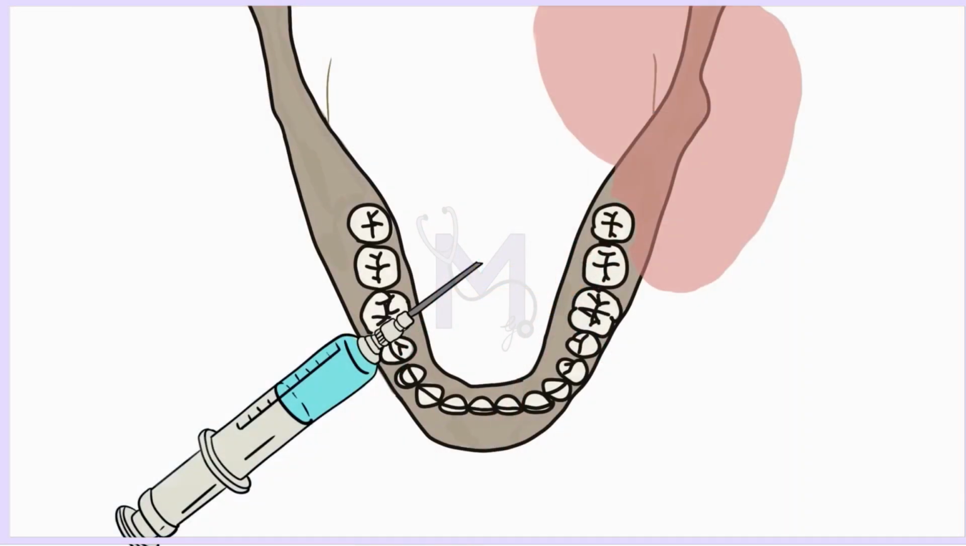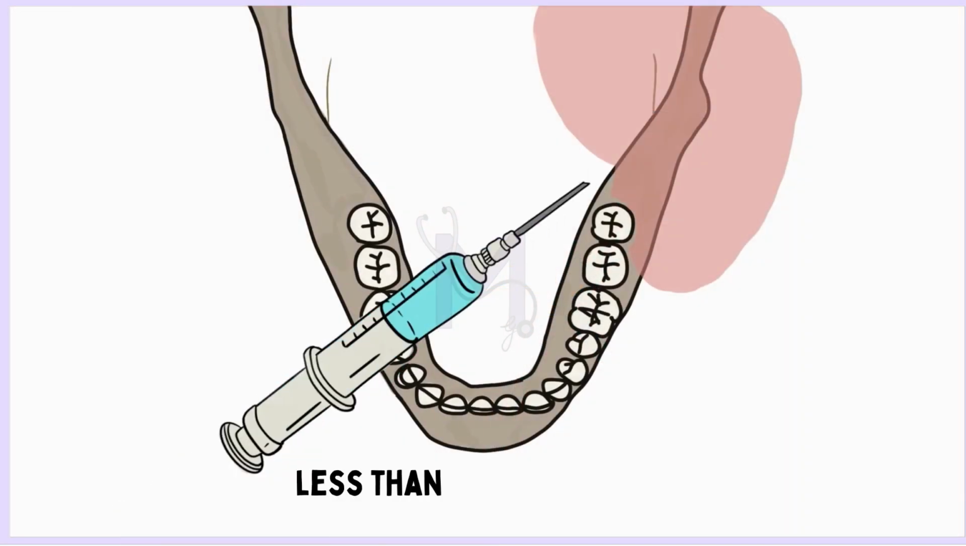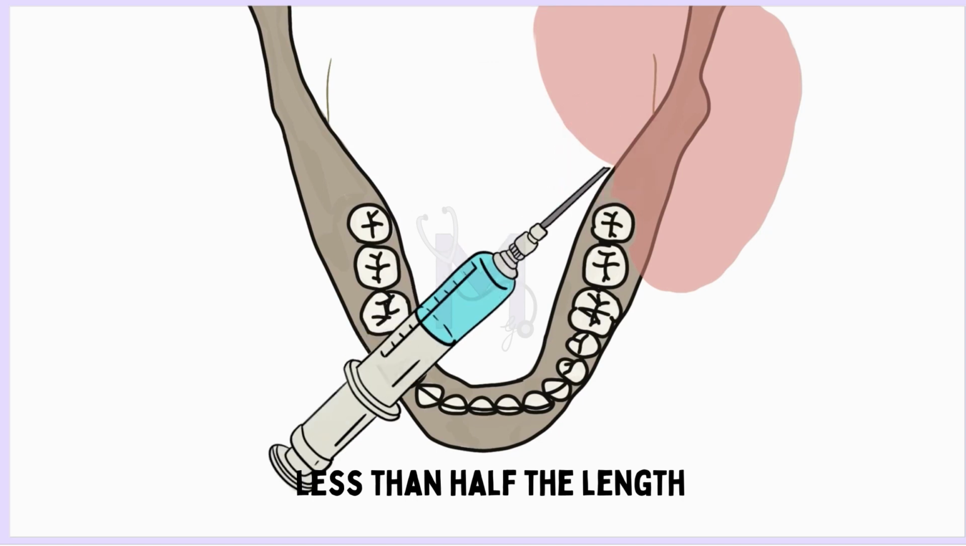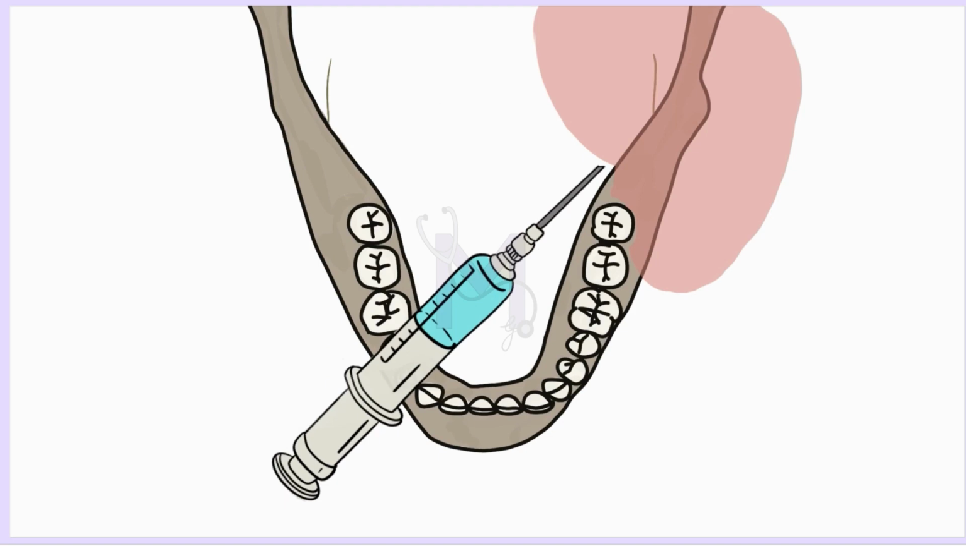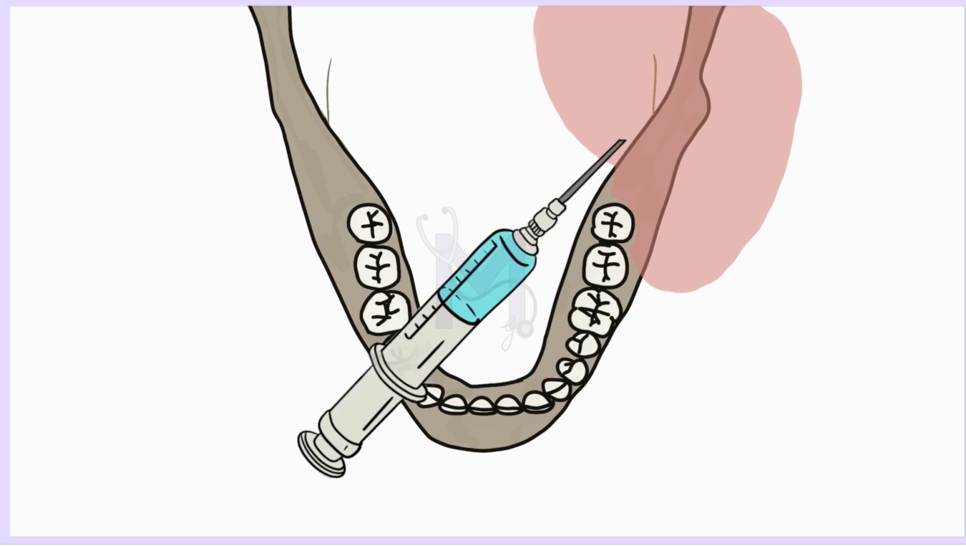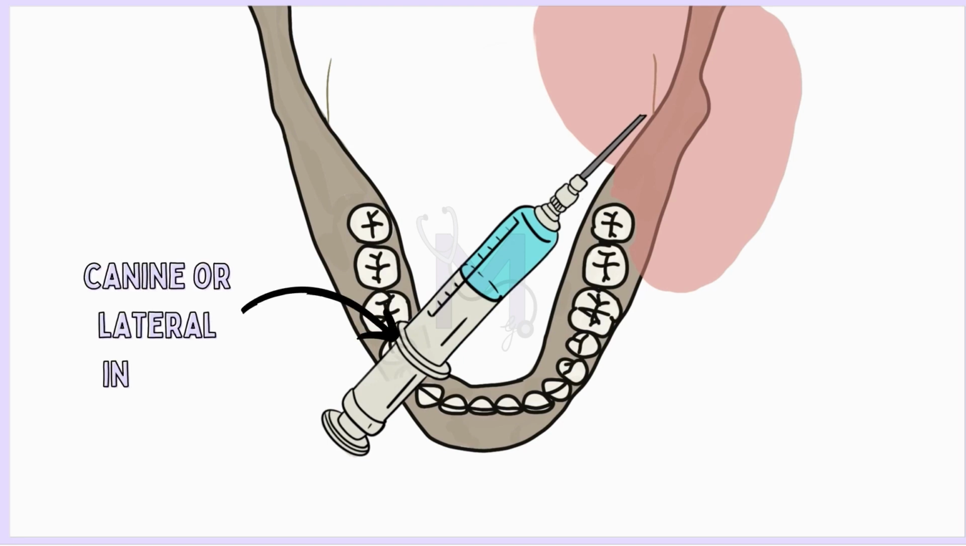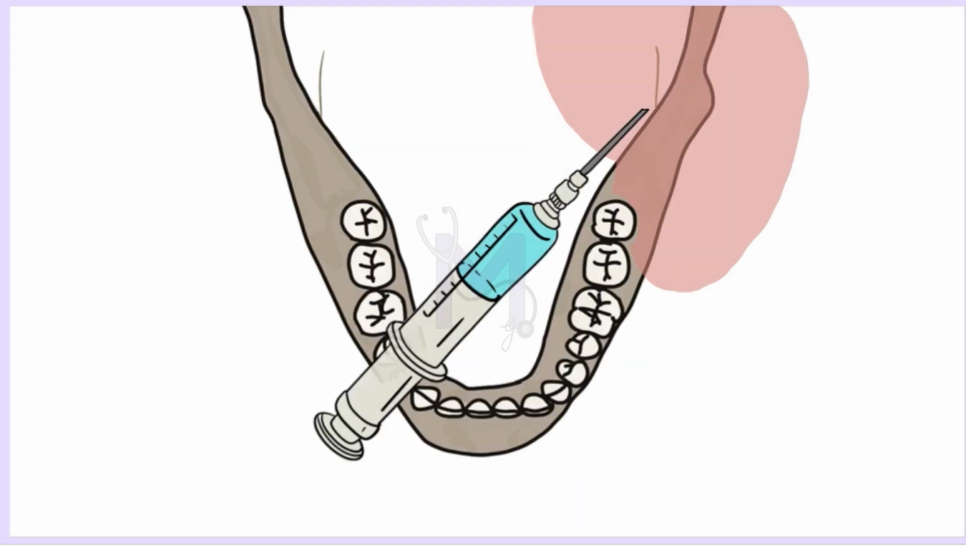Oftentimes, less than half the length of the needle in an adult passes through, which usually means that bone is contacted too soon and that the needle tip is located too far anteriorly on the ramus and there is a failure of anesthesia. To correct this, the needle must slightly be redirected such that the syringe barrel is placed more towards the front of the mouth over the canine or lateral incisor on the contralateral side until a more appropriate depth of insertion is obtained, ensuring that the needle tip is now located more posteriorly in the mandibular sulcus.